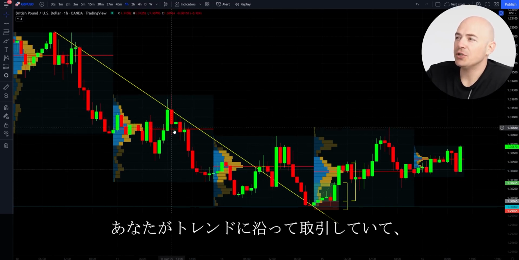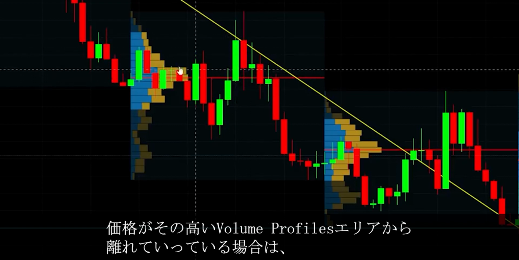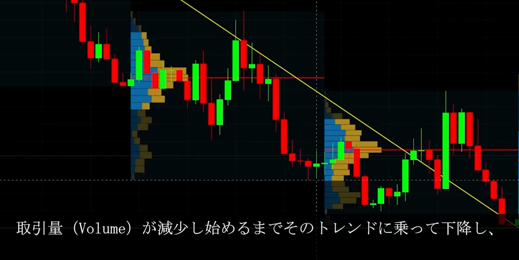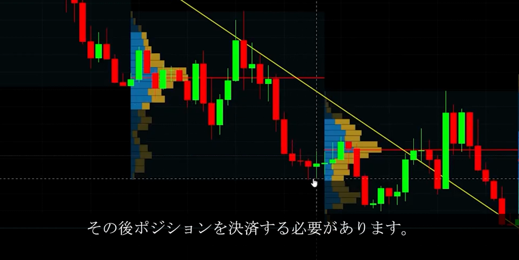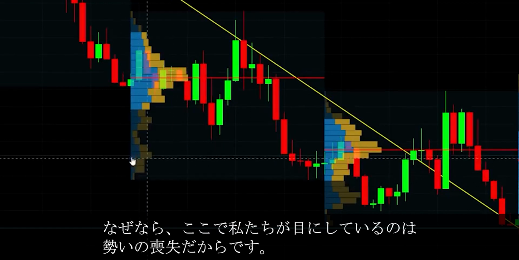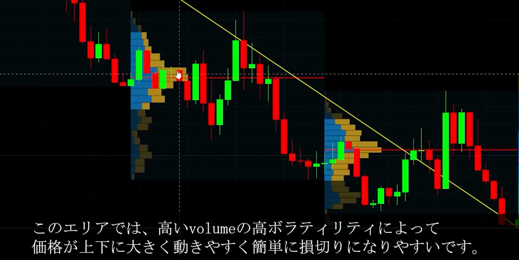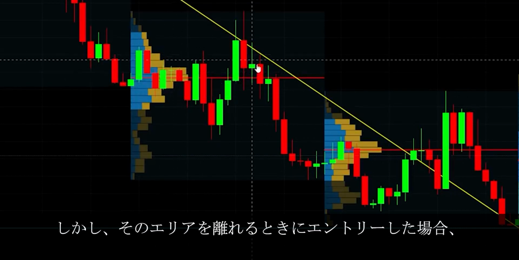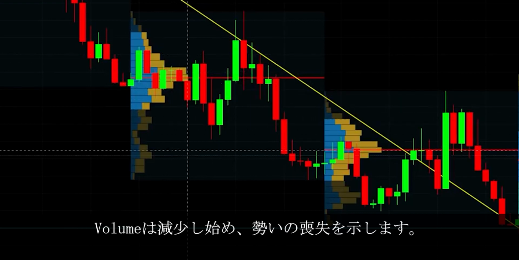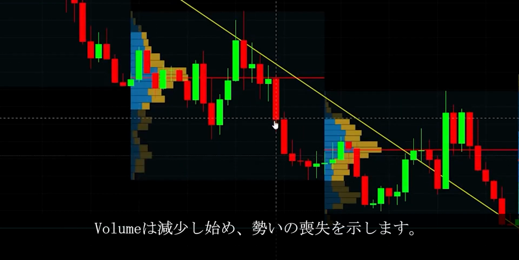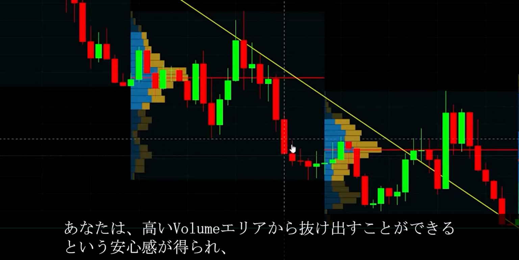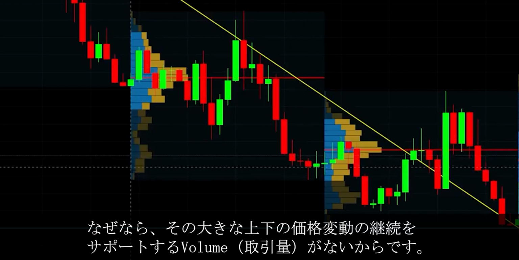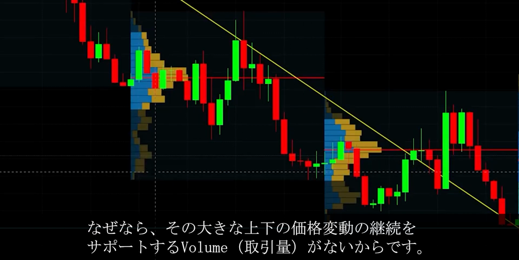If you are trading with the trend and the price is leaving that high volume profile area, you want to ride that trend down until the volume starts decreasing and then get out of your position. Because what we're seeing here is a loss of momentum. High volume, high volatility, easily stopped out in this area, but if you get it as it's leaving that area and then the volume starts decreasing, showing a loss of momentum, you can ride trades for much longer, feeling safer that you're going to get out here because the volume is not there to support the continuation of that move.